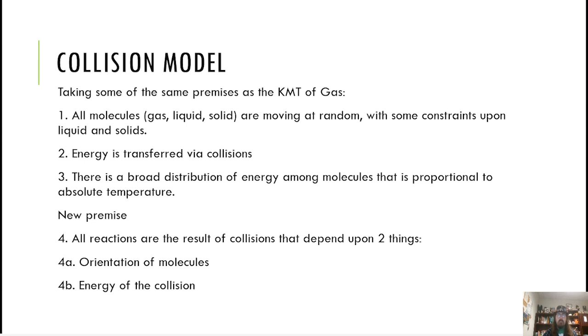So our premises are: 1, all molecules, whether they be gas, liquid, or solid, are moving at random. Obviously, there are some constraints over liquids and solids on how they can move. The energy is transferred via collisions. So when they collide, they're essentially elastic collisions, where they kind of just transfer energy. Then there's a broad distribution of energy based on the temperature, that some molecules are moving fast, some molecules are moving slow. But the average energy is based on the temperature.